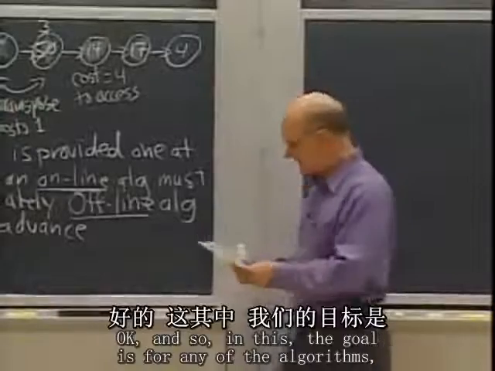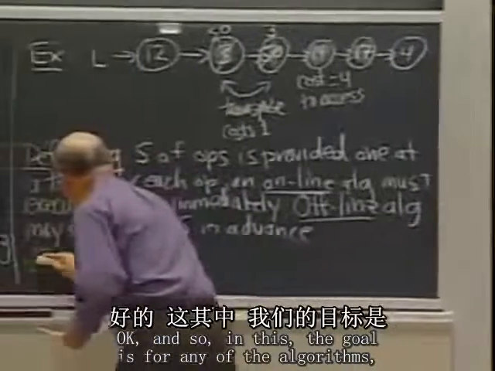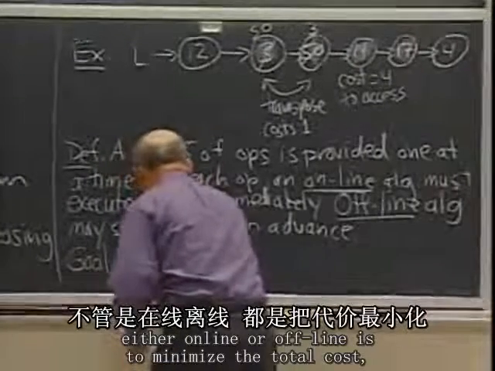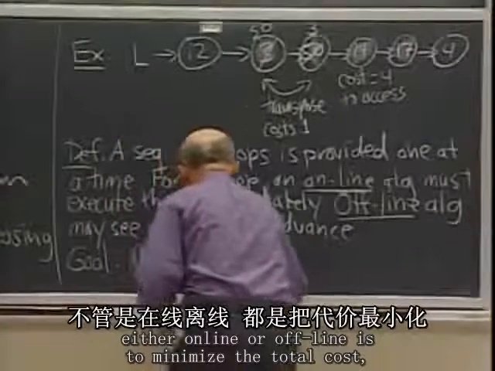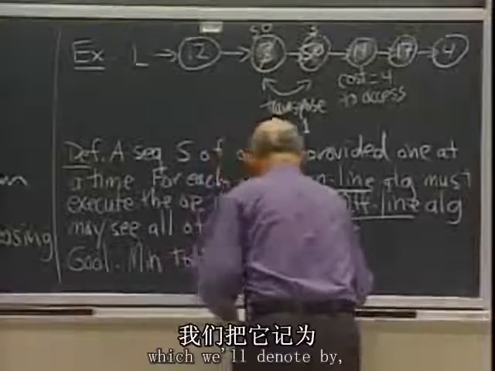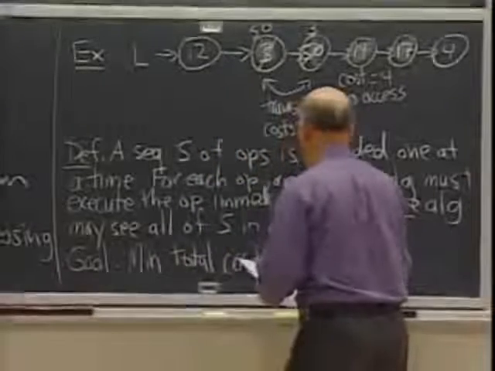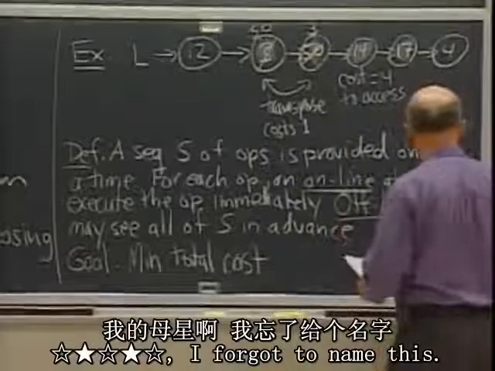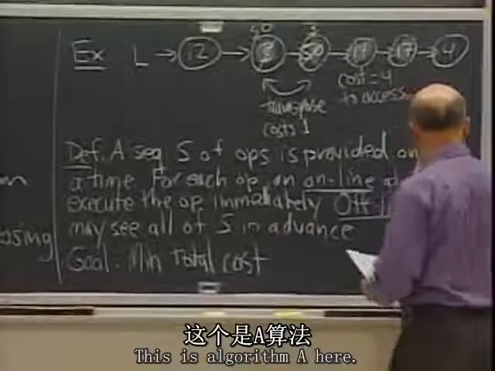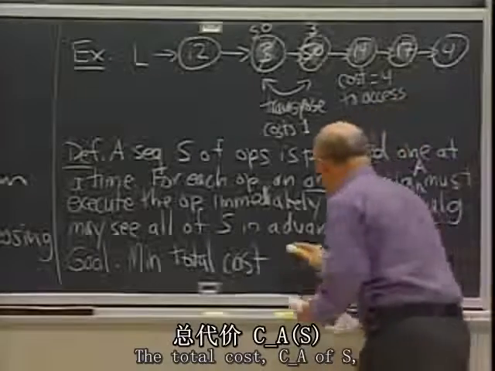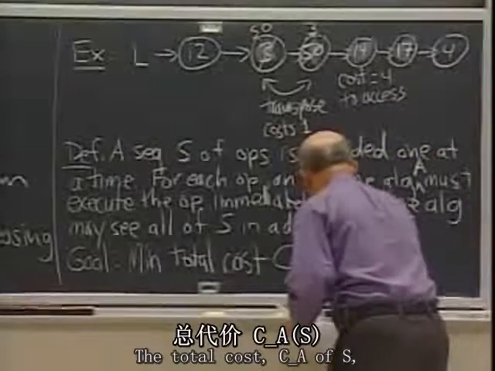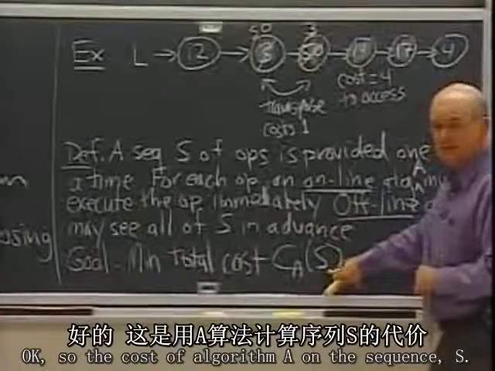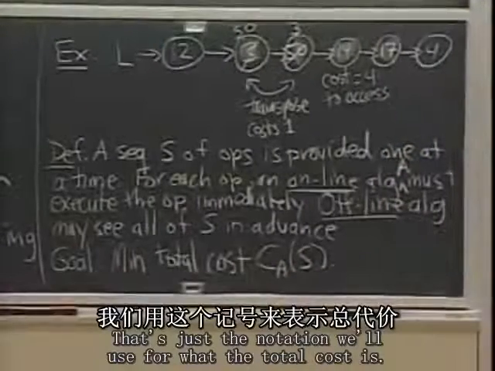And in this, the goal for any of the algorithms, either online or offline, is to minimize the total cost, which we'll denote by, I forgot to name this, this is algorithm A here. The total cost C sub A of S, the cost of algorithm A on the sequence S. That's just the notation we'll use for what the total cost is.